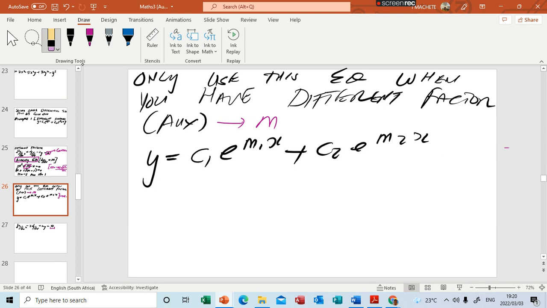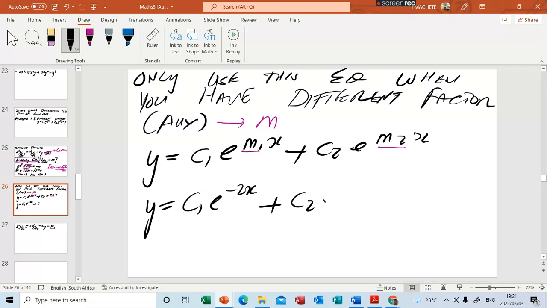Do you guys understand that part? Only if your factors are different, please. So you're gonna put those factors that you found for m1 and m2. Even if you swap your m1 and m2, it doesn't matter. It's fine. So your equation in this case is going to be y equals c1 e to the power m1 x, m1 was minus 2, so minus 2x, then plus c2 e to the power m2 x, m2 was 1, and then you say x there. That's your general solution, only if your factors are different.